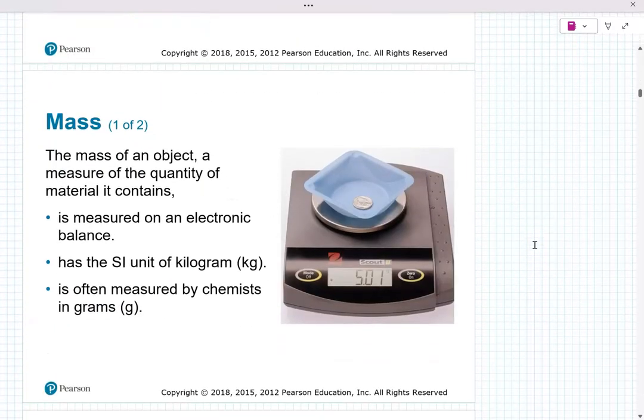Mass. In the international system, it's kilogram. Okay? 2.2 pounds. Right? In chemistry, we do not operate with kilograms. We work with grams.